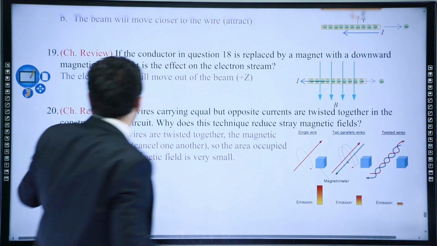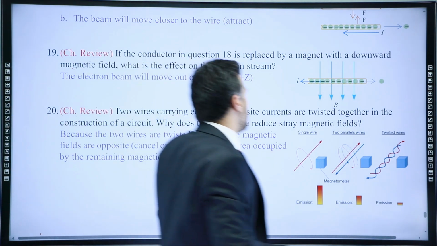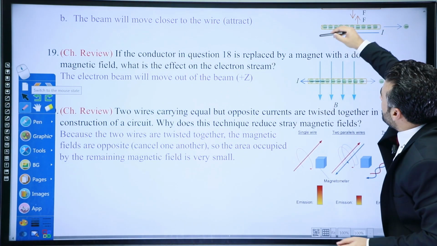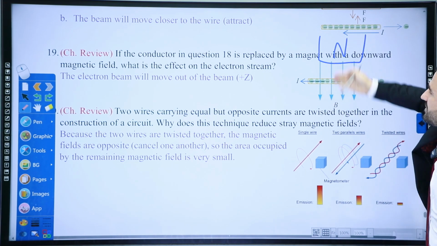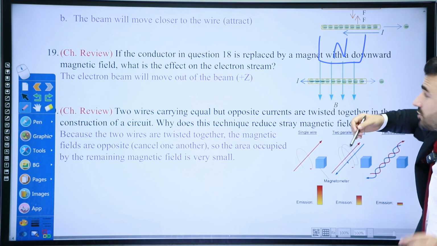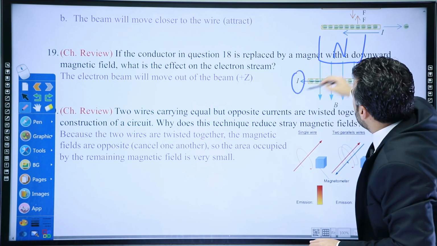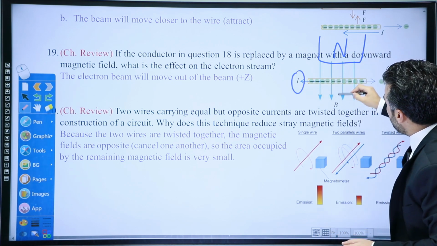All right, so take a look. Let's say now we are replacing the above conductor with a magnet. So let's say this is a magnet now, and this is north, because the magnetic field lines are basically downward. If that is the case, watch this, guys. We have the direction of the current, we have the direction of the magnetic field, B.